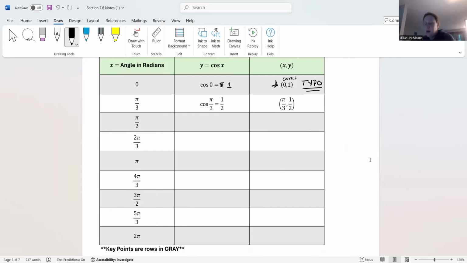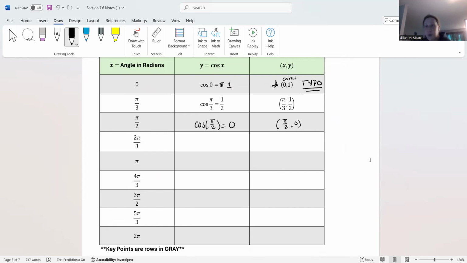Okay, now when theta is pi over 3, we get that cosine of pi over 3 is equal to 1/2. So we have the ordered pair, pi over 3, comma 1/2. At pi over 2, we get that cosine is 0. So we get the ordered pair, pi over 2, comma 0.